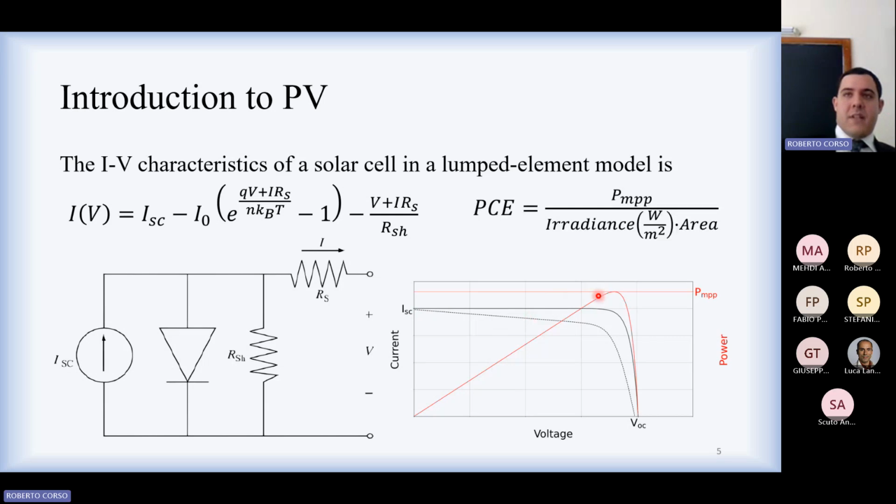The key parameter, as we said, is the efficiency, usually called the power conversion efficiency, and is defined as the electrical power delivered by the system over the incident optical power, which is given by the irradiance times the area of the photovoltaic system.